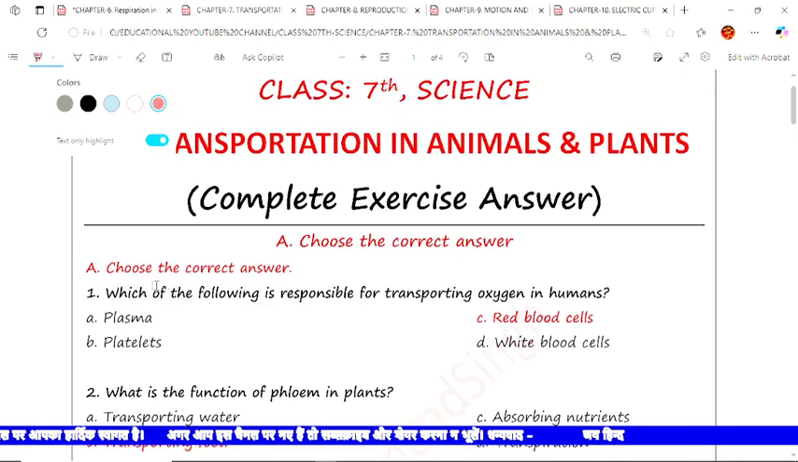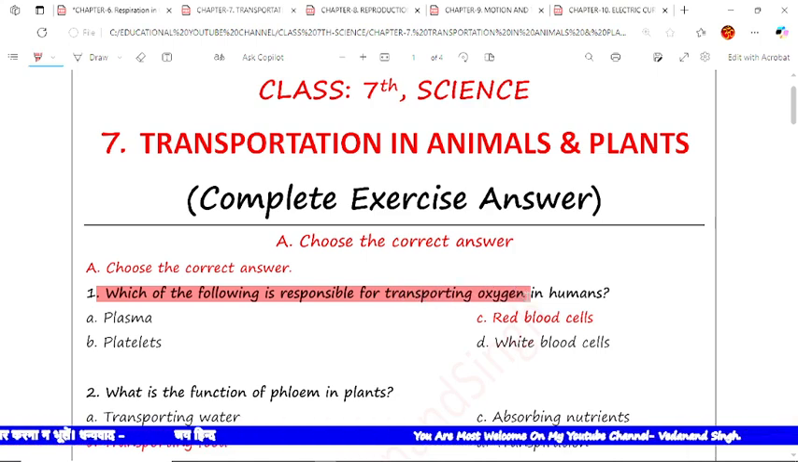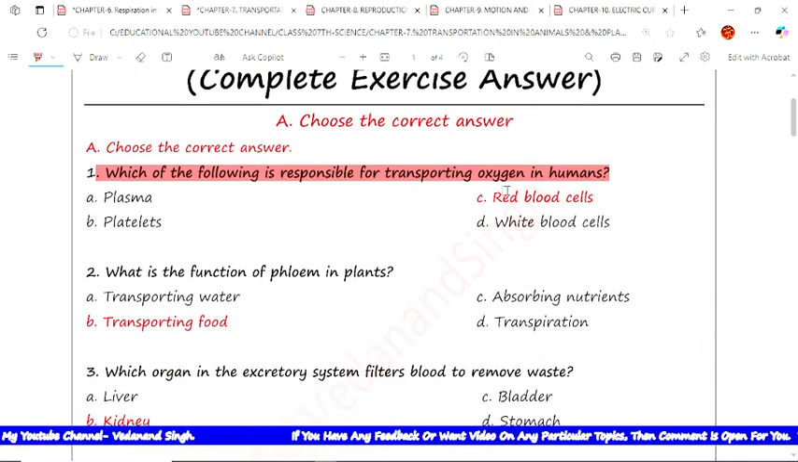So the first question is, which of the following is responsible for transporting oxygen in humans? Given the four options, that is plasma, red blood cell, platelets, and white blood cell, the answer is red blood cell. That is, RBC is the correct option for the question.